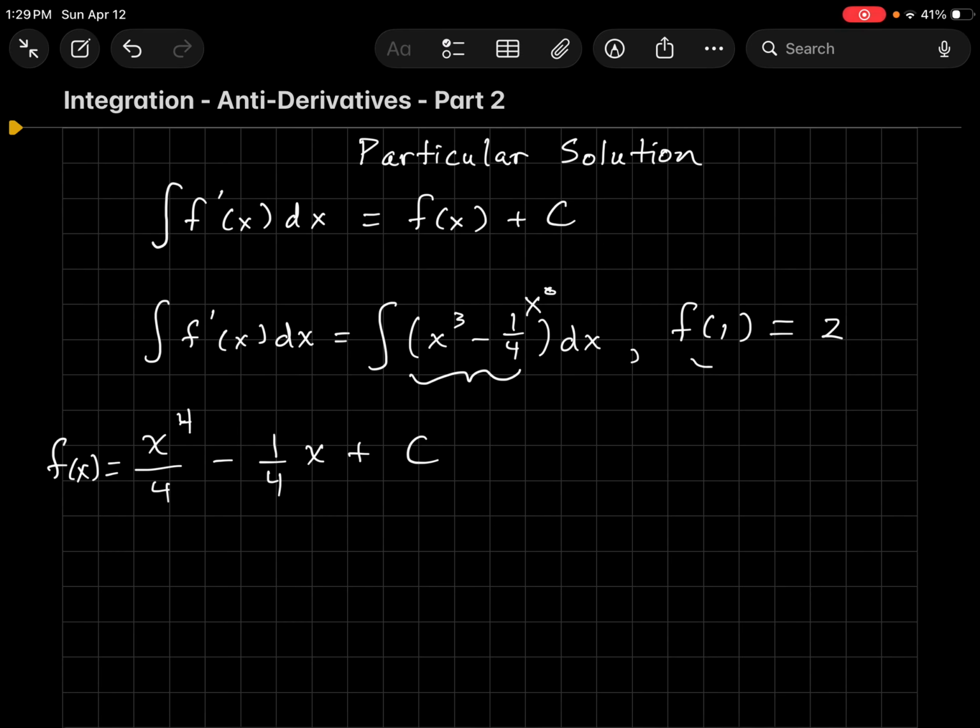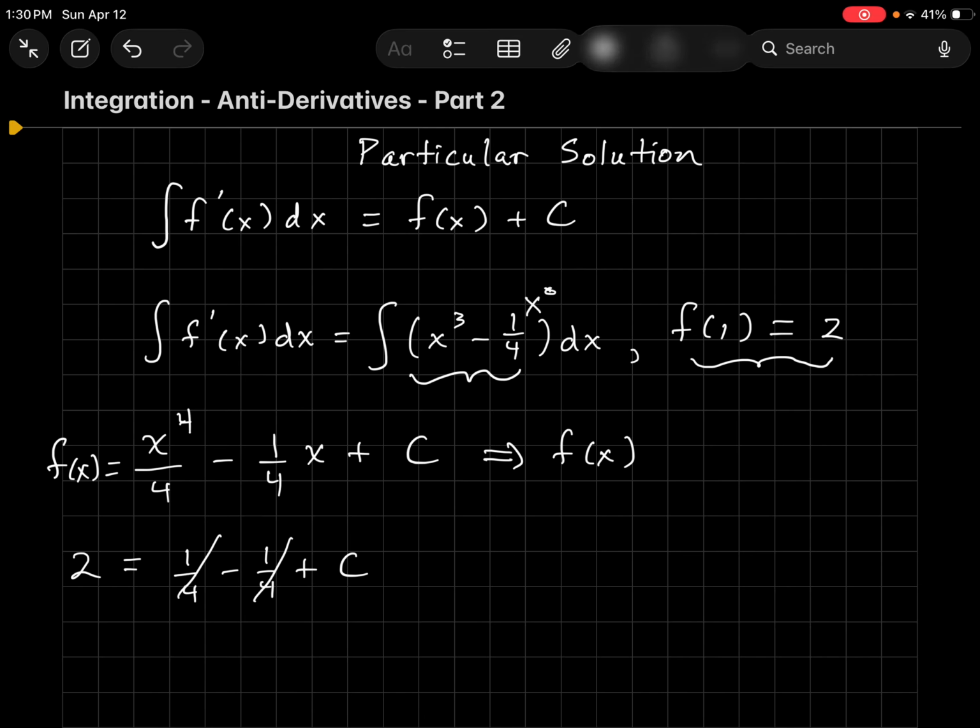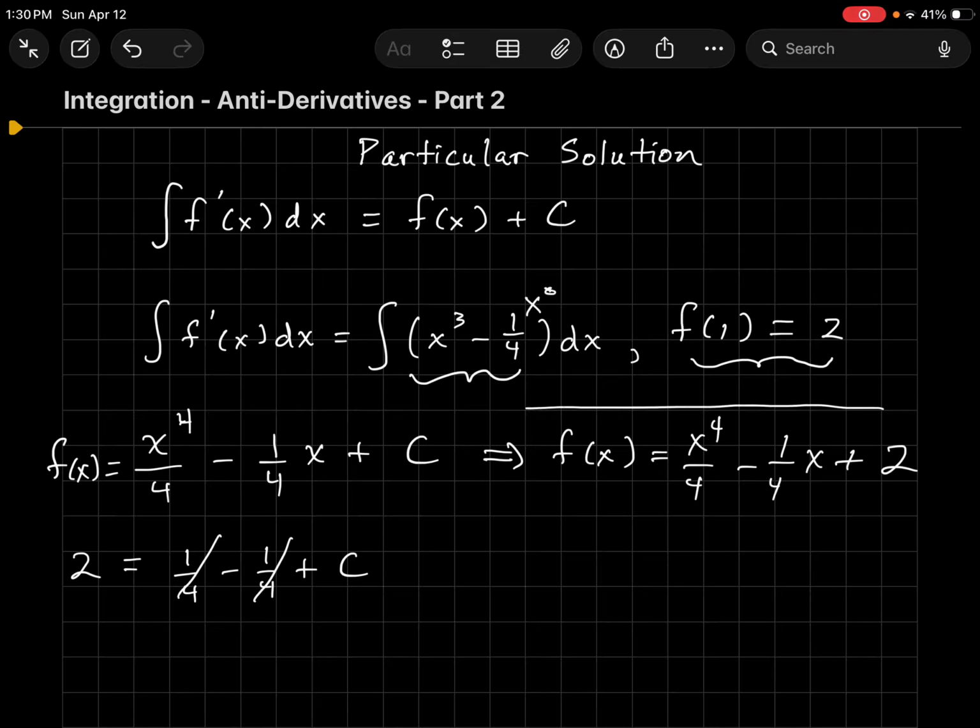But recall that we have more information. We know that when x equals 1, so 1 to the fourth over 4, minus 1/4 times 1 plus c equals 2. Solving for c, which equals 2, we see that f of x is x to the fourth over 4 minus 1/4 x plus 2. And this is what we call our particular solution to this antiderivative.